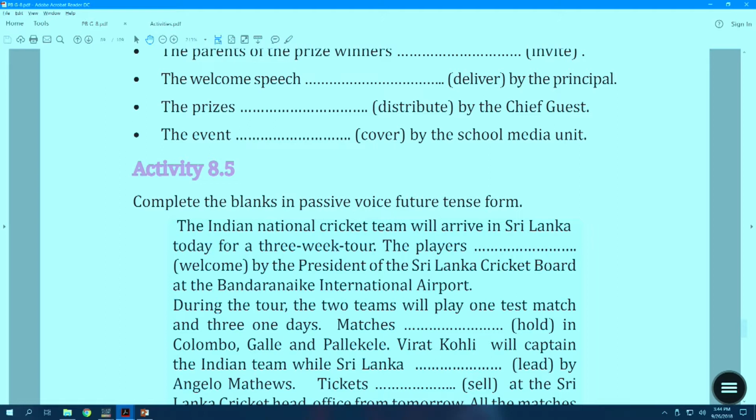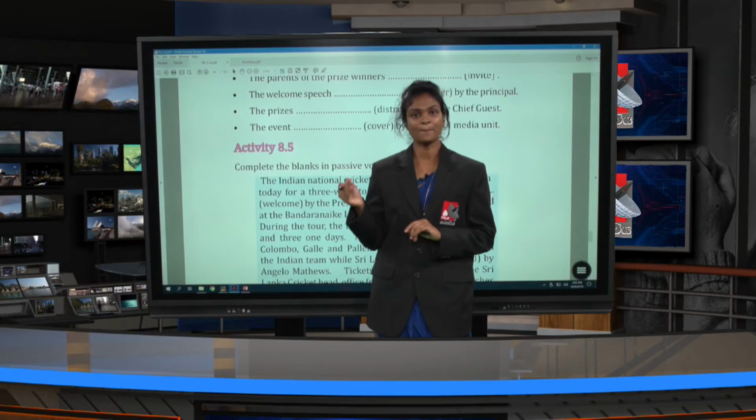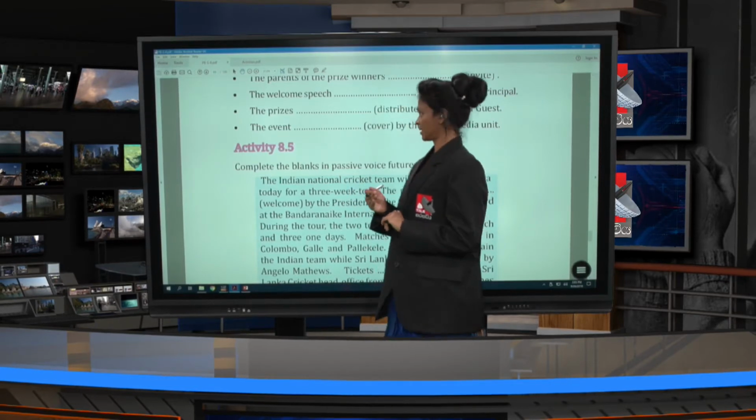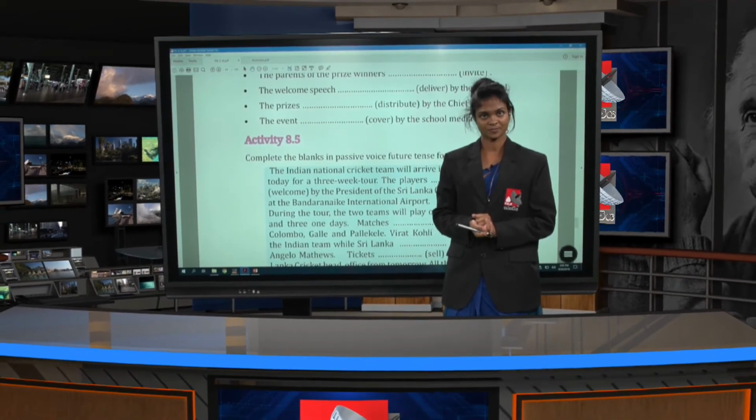Then the last one. The event blank cover. In the brackets you are given the verb cover, by the school media unit. How do we form it? The event will be covered by the school media unit.